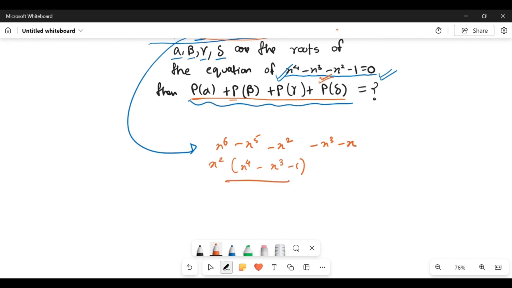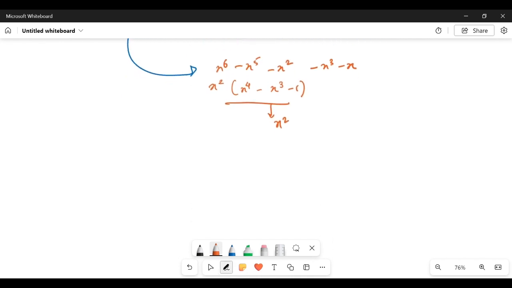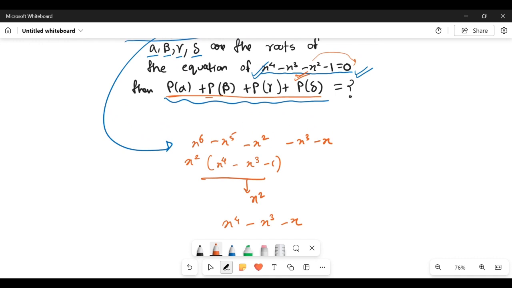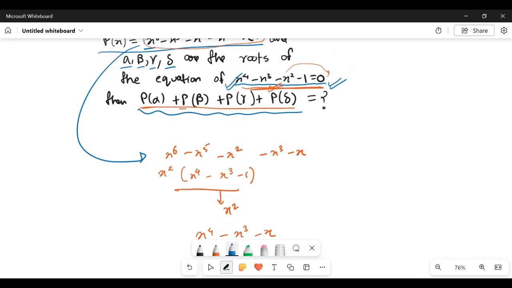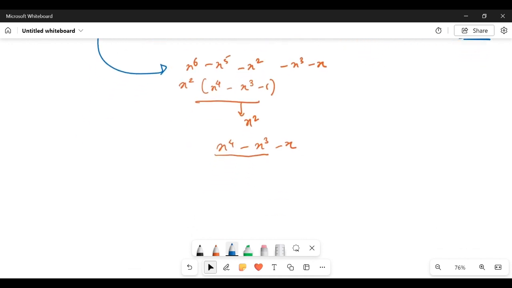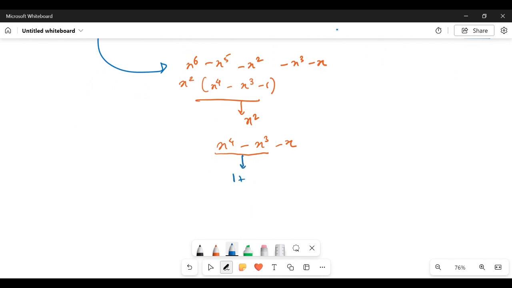So if you see, and if you bring x square here, then this is simply x square, right? So this becomes x^4 minus x^3 minus x, right? And what is x^4 minus x^3 minus x? So if you see this expression, what is it? It is simply 1 plus x square. From here, using this equation, can we write, let me show you. x^4 minus x^3 is equal to 1 plus x square. Okay, all right, so this would be simply 1 plus x square.